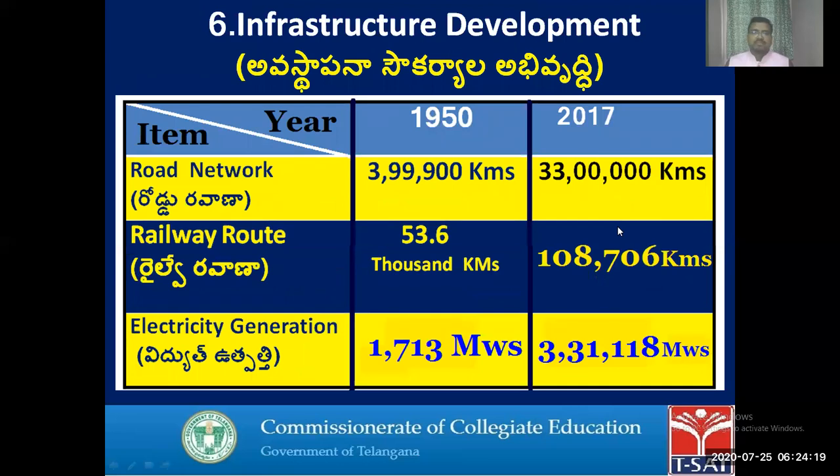You can see infrastructure. Regarding infrastructure, road network increased from around 4 lakh kilometers to 34 lakh kilometers. And railway route from 53,000 kilometers to 1,88,706 kilometers. Of course, electricity generation from 1713 megawatts to 3,31,118 megawatts.